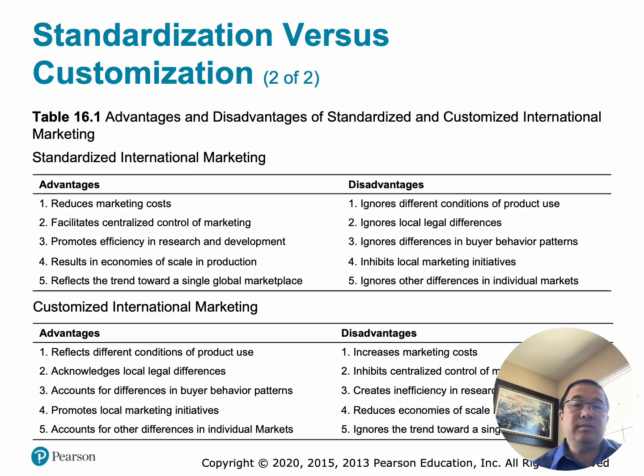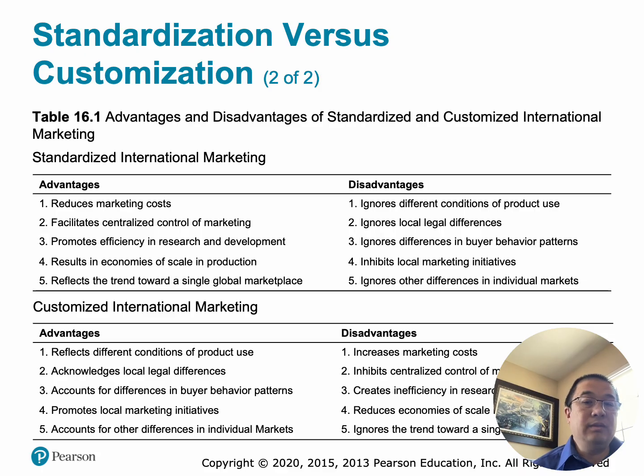Standardized international marketing. Standardization means using the same product, price, promotion, and distribution strategy across multiple countries. A good example is Apple using largely standardized product design, branding, and packaging, as well as advertising themes around the world. The advantages of standardization would be, number 1, it reduces marketing costs. The company creates one campaign for many countries.